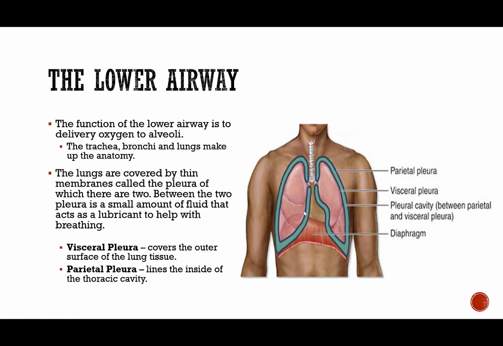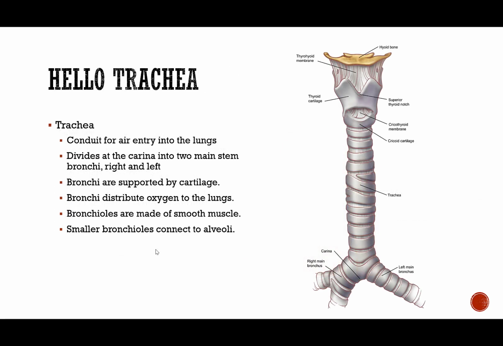So parietal is on the thoracic cavity. Visceral covers the surface of the lungs. You just need to get that in your head and understand it. It's going to come up probably as an anatomical question. So just understand: visceral covers the surface. Parietal covers the thoracic cavity. And their purpose is to support the breathing function. And there's a fluid between the two to provide lubrication to help ease breathing. Okay? All right. Let's talk about the trachea, because there's a few things here you need to know.